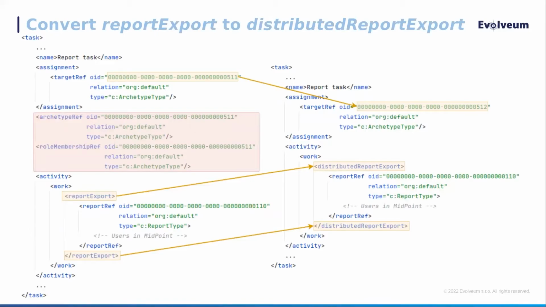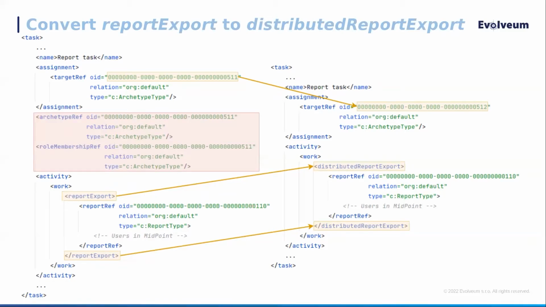Currently, if we are running a report via GUI, then a task with the classic report export definition will be created. If we are running a report for objects or audit records and MidPoint is running in cluster mode, then we can convert the classic way to distributed. We can rewrite it by modifying its XML configuration.